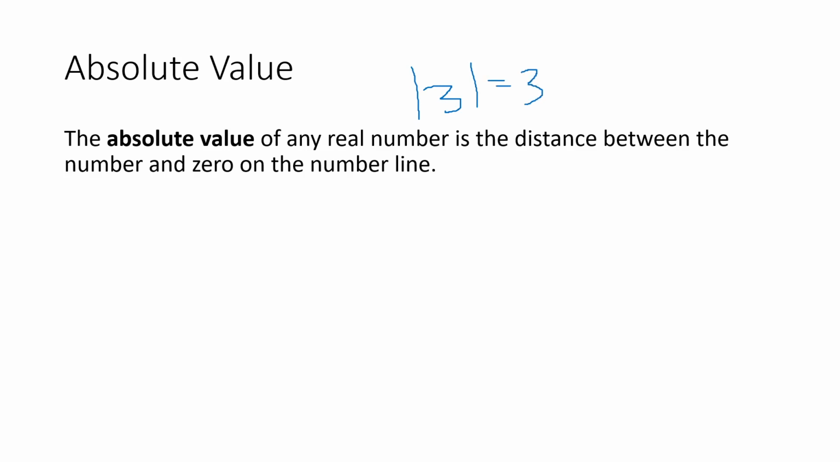But negative 3 is the same distance away. Negative 3 is also 3 units away from 0, just in the other direction. So the absolute value of negative 3 would still be equal to positive 3.